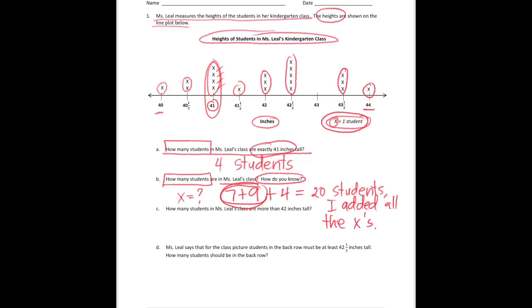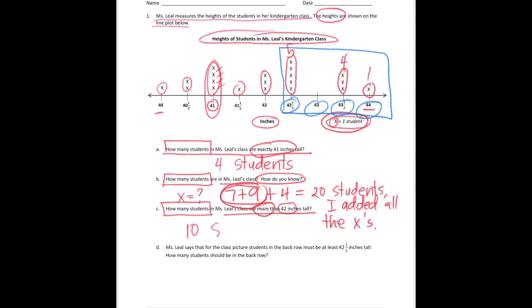Letter C says, how many students in Miss Leal's class are more than 42 inches tall? So when you say more than, that means it's going to be more than 42. And let's take a look. We have 42 and a half up to 44. So now I can count all the X's in this area. So I have 5 plus 4 plus 1. The answer is, that's very easy, 10 students. Okay, so it's pretty clear as long as you are precise on counting.